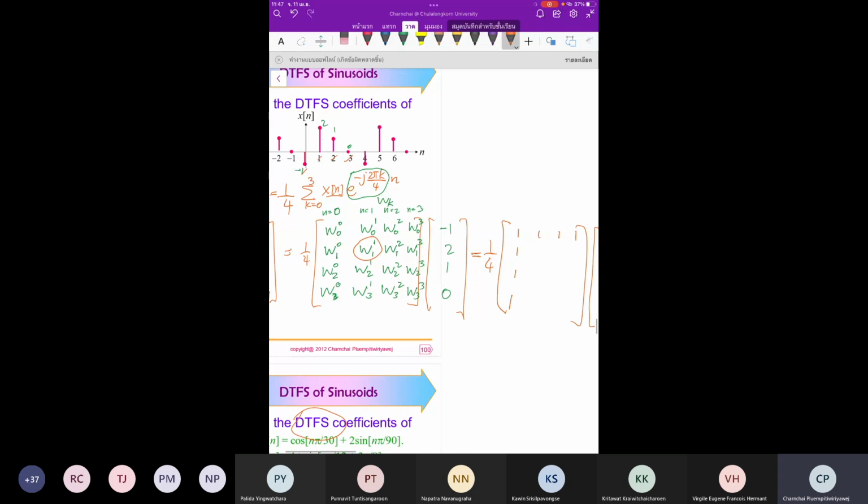What is W11? W11 would be e to the power of -j 2 pi over 4. How much is -j 2 pi over 4? 2 pi over 4 is pi over 2. It's right here. Oh, it's negative, right? The phase is pi over 2, negative pi over 2. Phase is negative pi over 2 is right here.